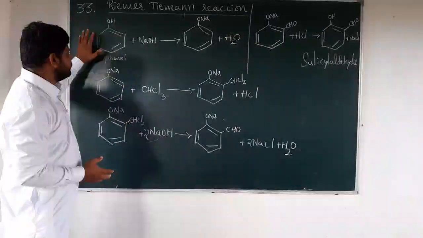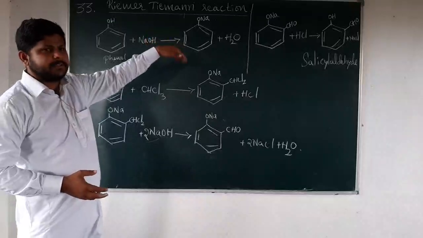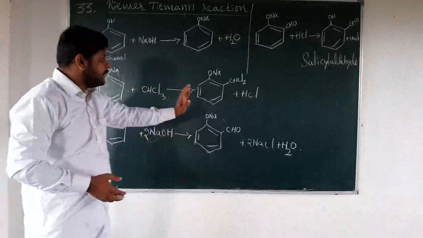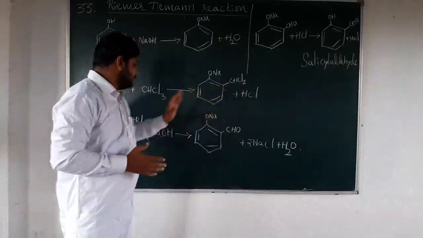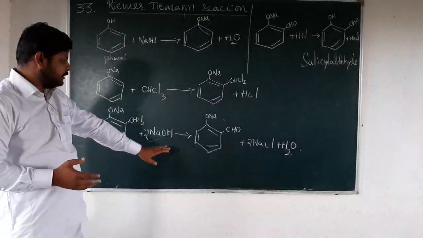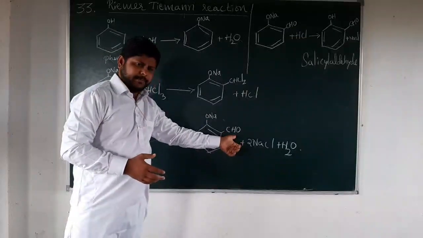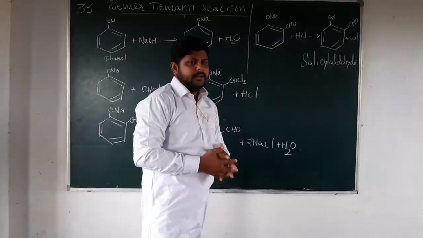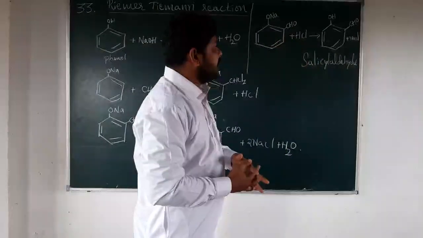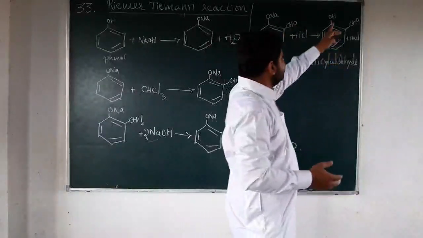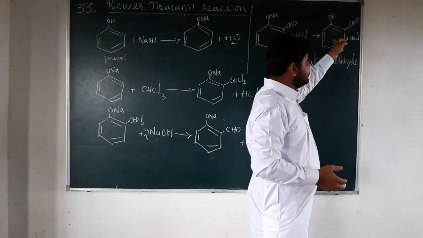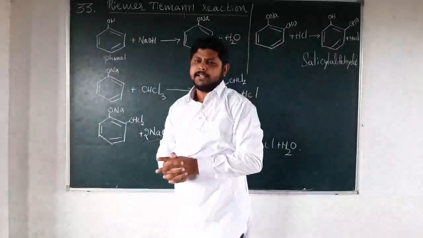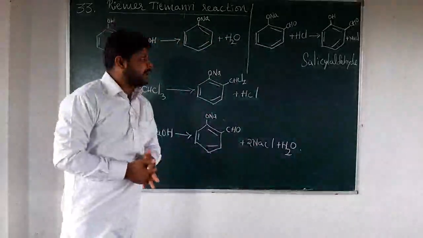Once again, I will repeat. In the first step, phenol is treated with sodium hydroxide to convert to sodium phenate. Sodium phenate is treated with chloroform to form this intermediate product, and that is treated with 2 molecules of NaOH to form an aldehyde group here. That is further treated with HCl, an acid, to form salicylaldehyde. OH group here, the alcoholic group on the benzene ring, and CHO, the aldehyde group on the benzene ring. Then this is called salicylaldehyde. So this is the Reimer-Tiemann reaction.